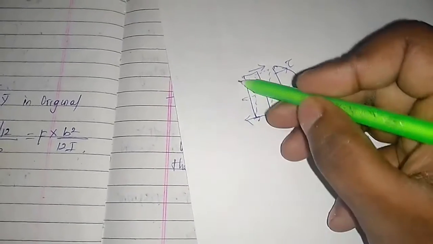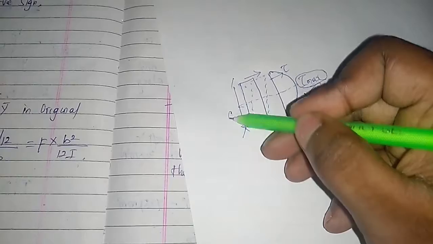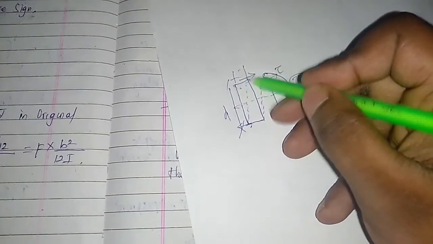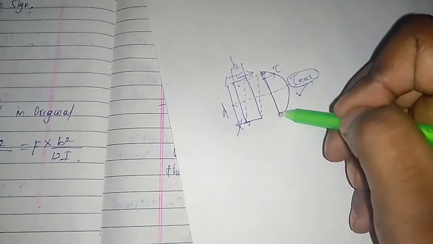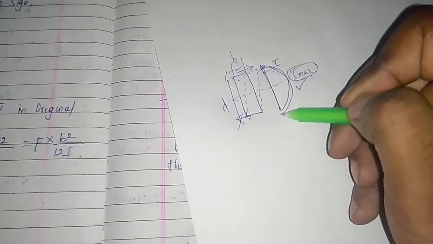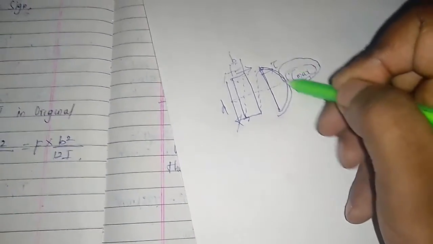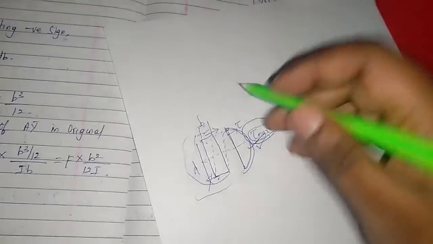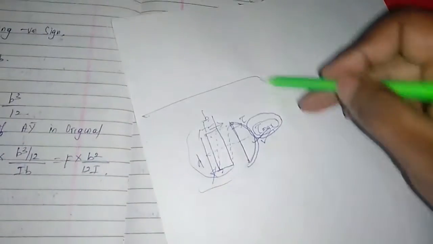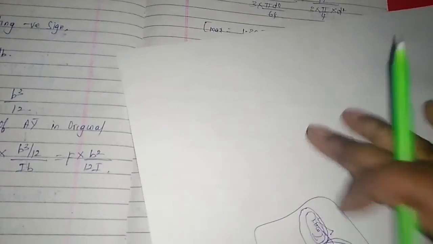So this is the variation diagram. See, along the depth, this is the depth of the beam, and this is the breadth of the beam. So we are going to sketch the diagram like this along the depth of the beam. So what will be the maximum shear stress? This is the sketch. Okay, so shall we go for the problem?